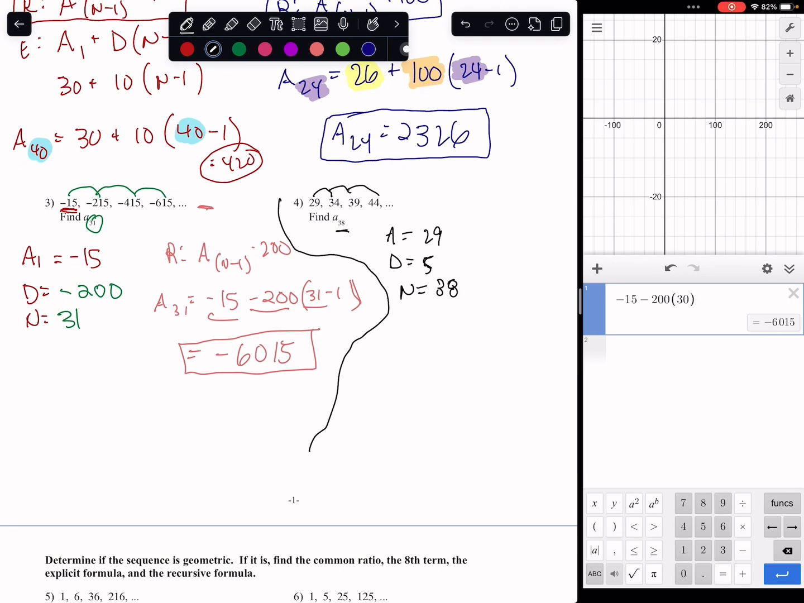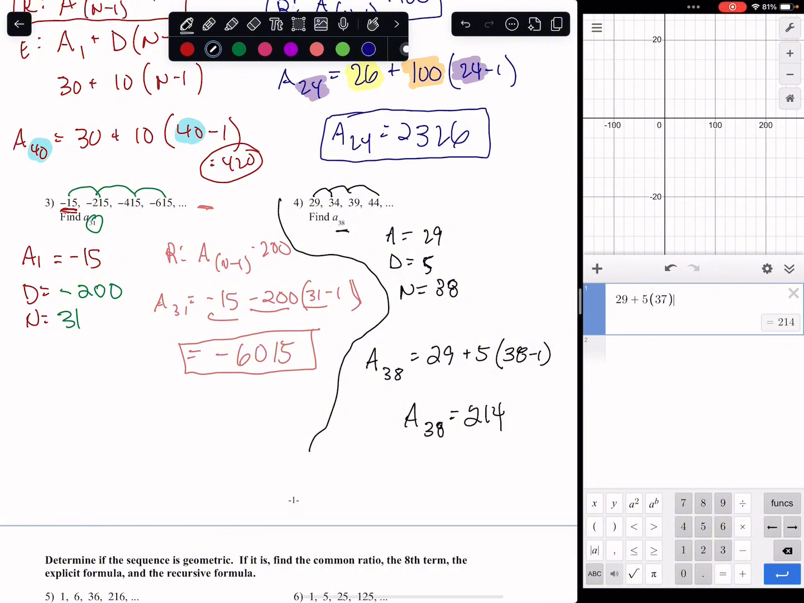Okay? So recursive formula, I'm not going to make you do it. Let's just find A of 38. So A of 38 is going to be equal to A of 1 plus 5, parenthesis, 38 minus 1. And then if you go to decimals, 29 plus 5, parenthesis, 37. And the answer, if you keep the same pattern going up, the 38th number would be 214.